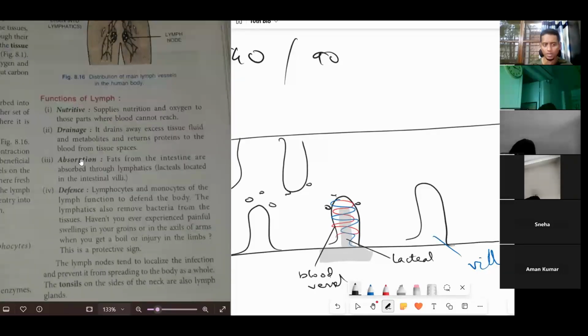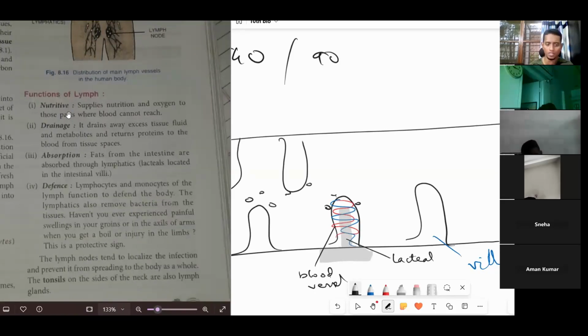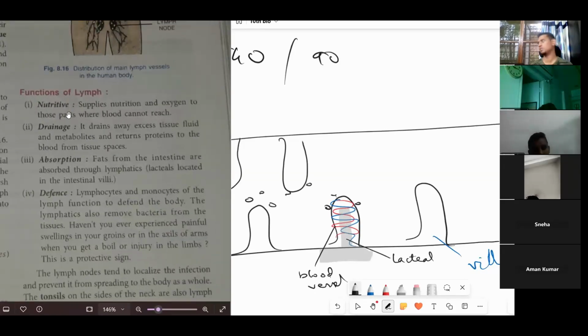Drainage, nutritive, absorption, defense. There are four functions of the lymph. Nutritive means supplying nutrition and oxygen to places where the blood cannot reach. Drainage means removing all the excess tissue fluid from the body so that it does not collect in your body. Absorption means absorbing fats from the villi in your intestines. And defense is the lymphocytes and monocytes of the lymph.